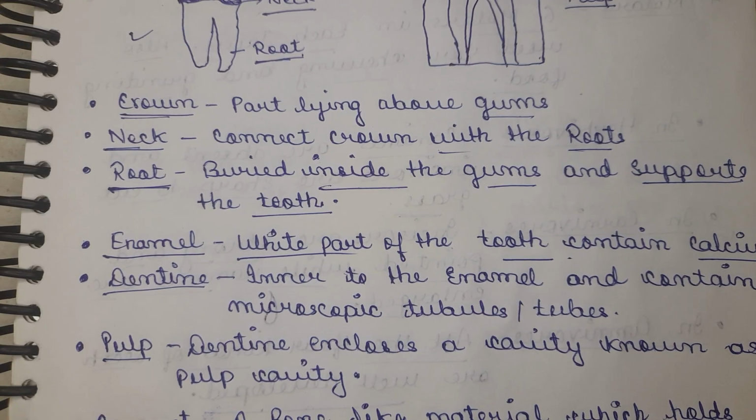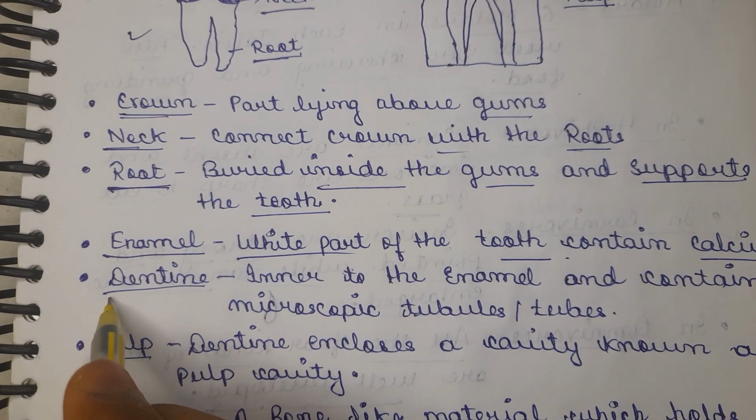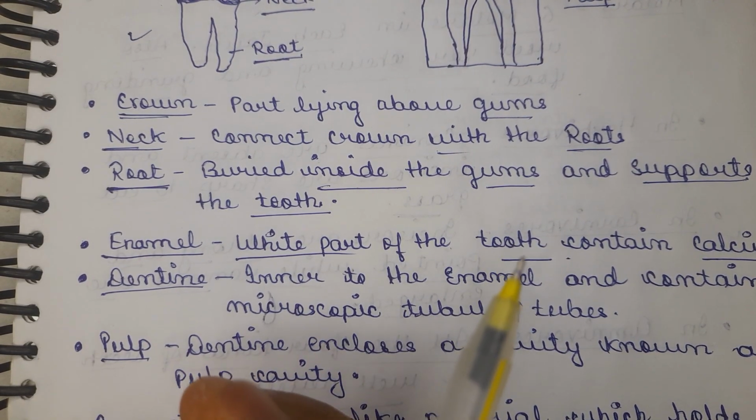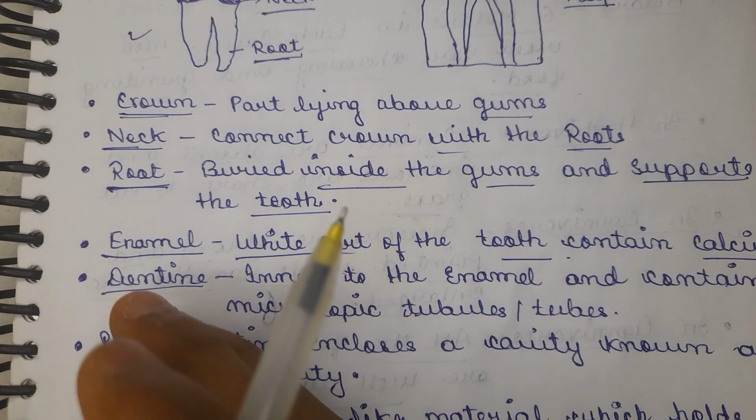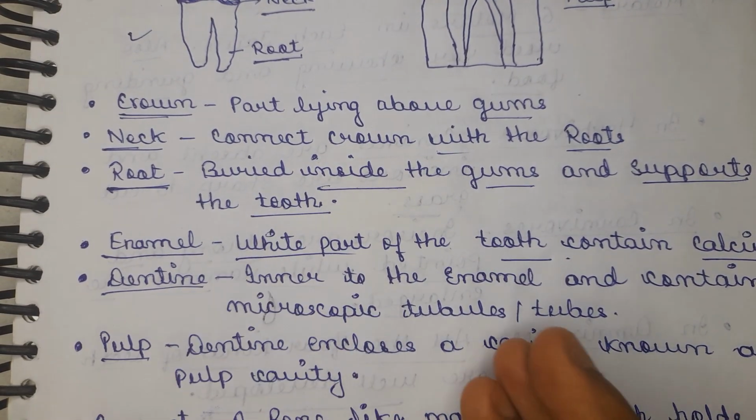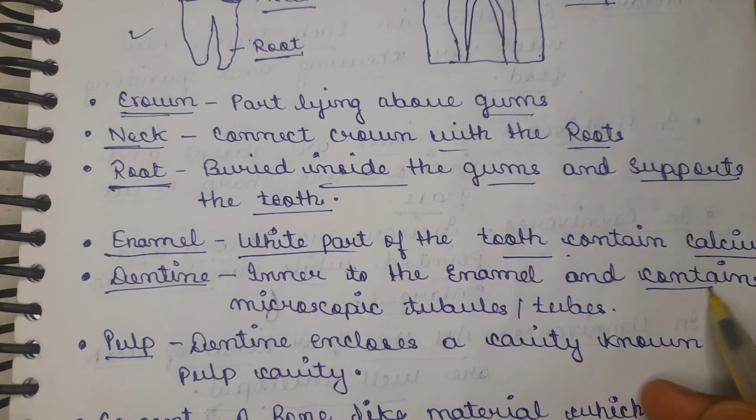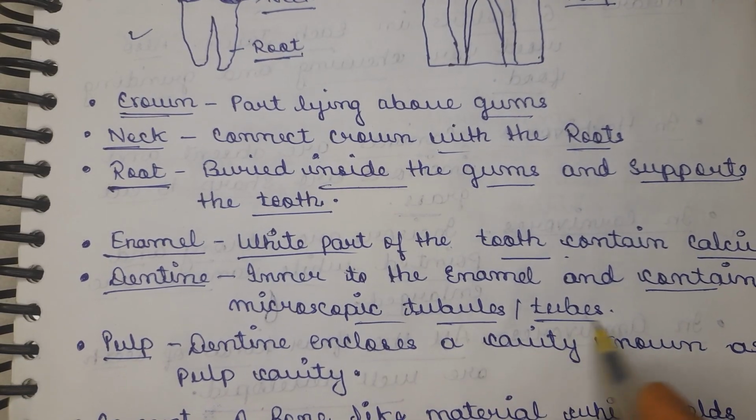Moving to our next layer, that is the dentine. So basically inner to the enamel is the dentine, which is solid tissue and contains some microscopic tubules or tubes.